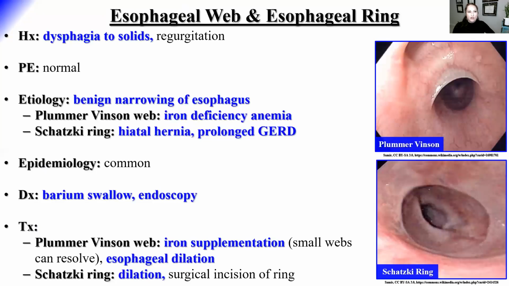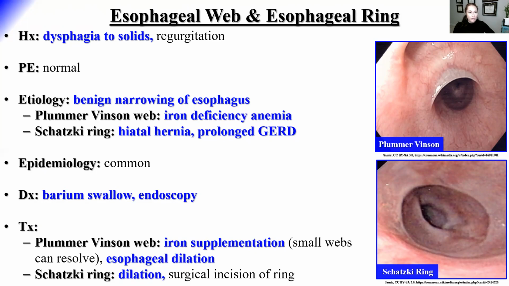Esophageal webs and esophageal rings. You can see the Plummer-Vinson web on that top picture there, and then the Schatzki ring is going to be the bottom picture. The patient will say they have trouble swallowing or getting food down. Why? Because there's something in the way of that esophagus. They may say that they have to regurgitate food. They cannot swallow it fully.